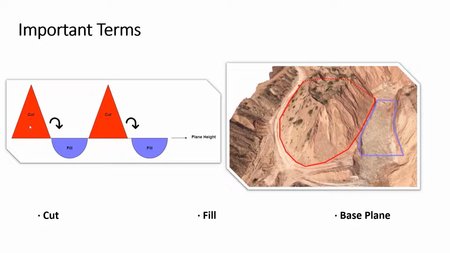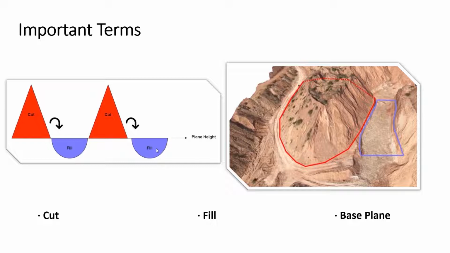Here, the cut is the portion above the base plane. For example, in this image, this is a stockpile, and here the stockpile is on the upper surface of the plane. So the volume calculated here will be the cut volume, and below this will be the fill volume.